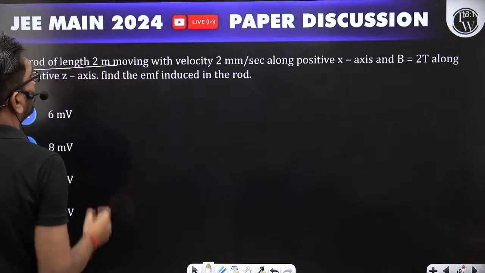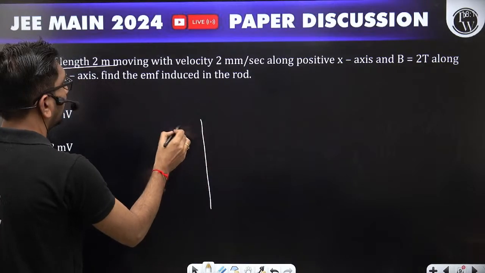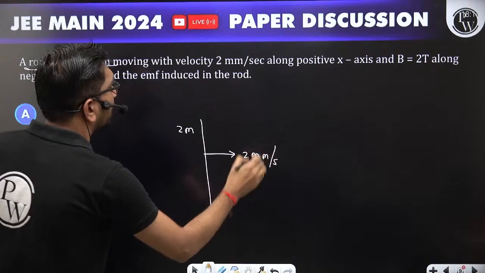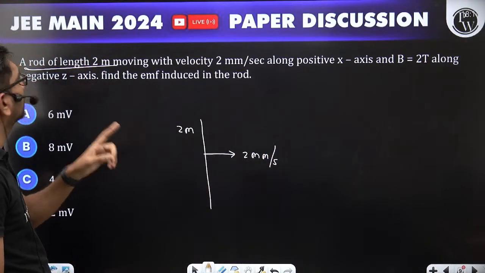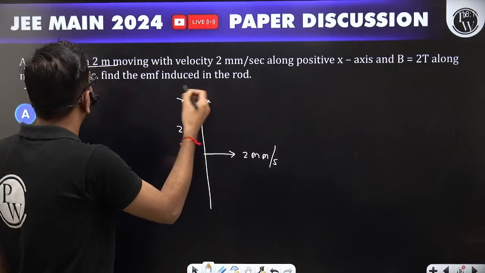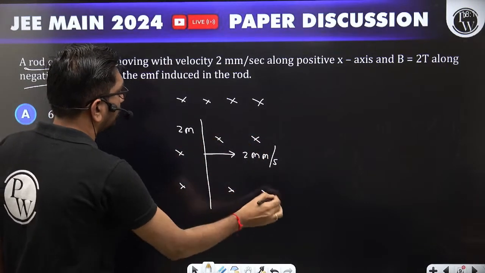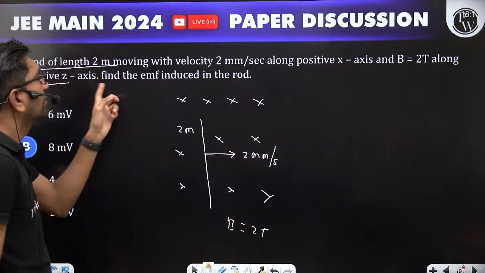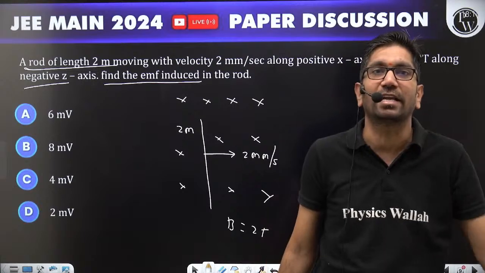A rod of length 2 meters is moving with a velocity of 2 millimeter per second along the positive x-axis. The magnetic field of 2 Tesla is along the negative z-axis. Find the EMF induced in the rod when it is moving in the magnetic field.